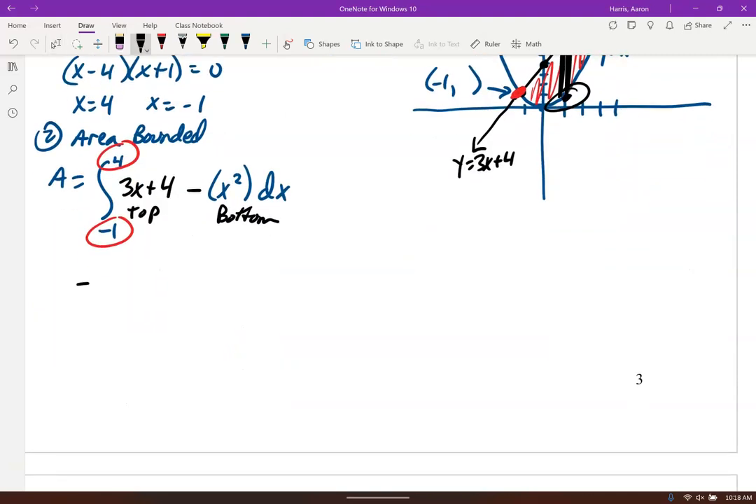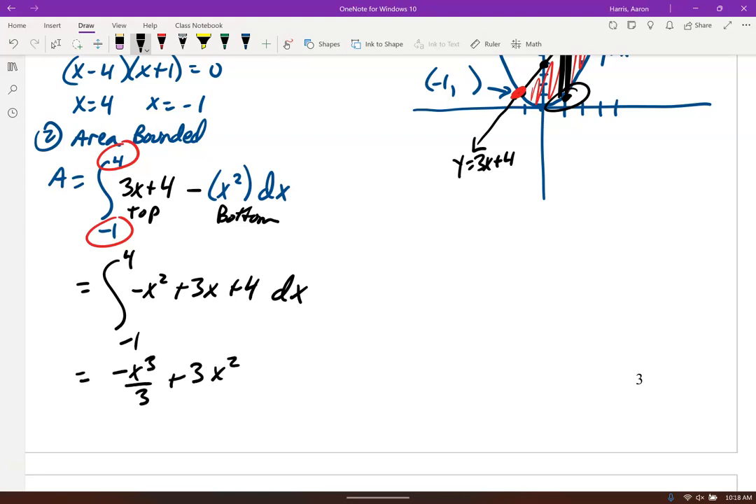All right, so let's go through here. And so I've got -x squared plus 3x plus 4 from -1 to 4. So I've got -x cubed over 3 plus 3x squared over 2 plus 4x. And this is from -1 to 4. Let me come up here.